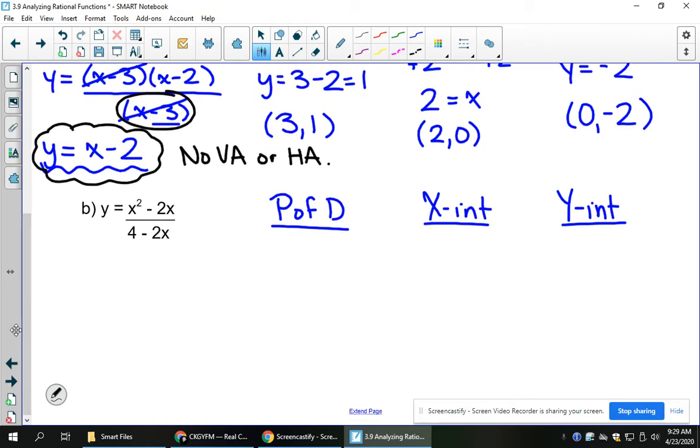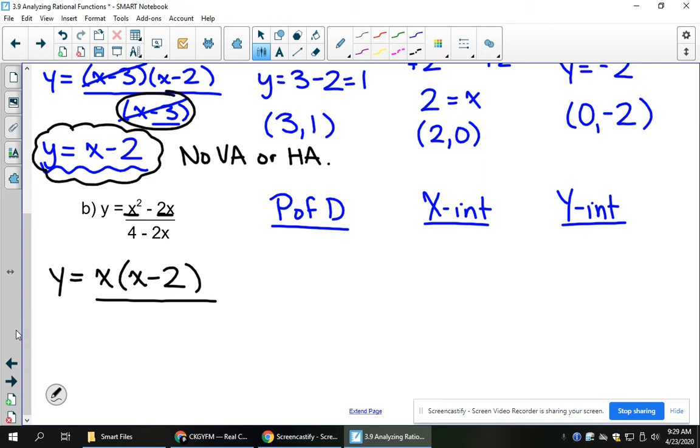Try pausing the video and fully factoring part B here. To factor this one, you're going to take a GCF out of the top. x squared and negative 2x can both divide by x, and when you take an x out, you're left with x minus 2.